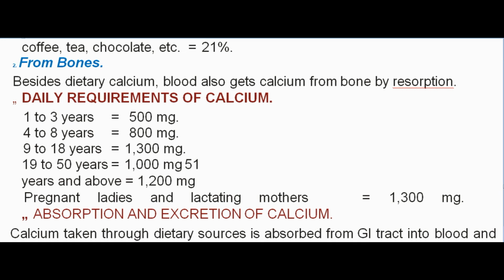Daily requirements of calcium: 1 to 3 years equals 500 milligrams. 4 to 8 years equals 800 milligrams. 9 to 18 years equals 1,300 milligrams.